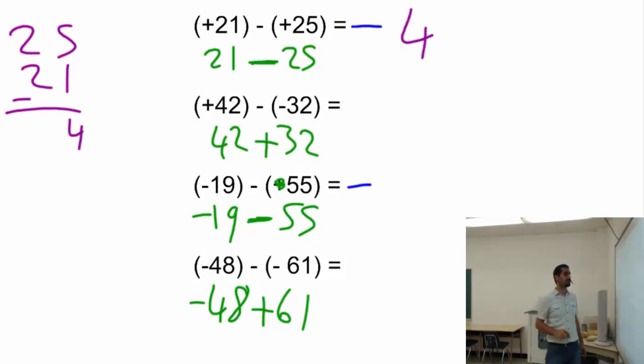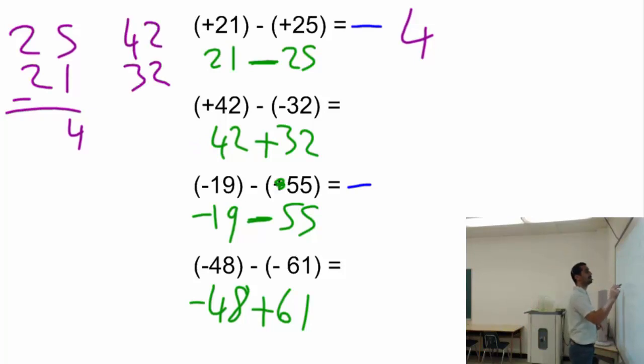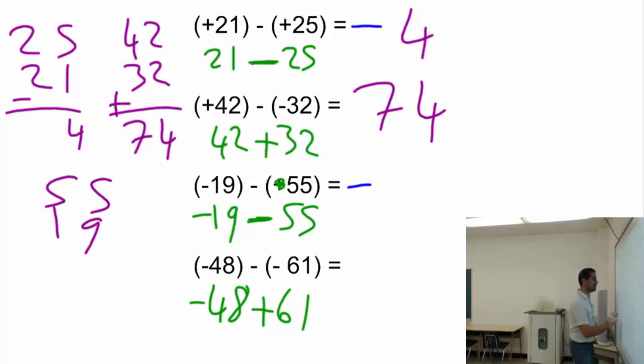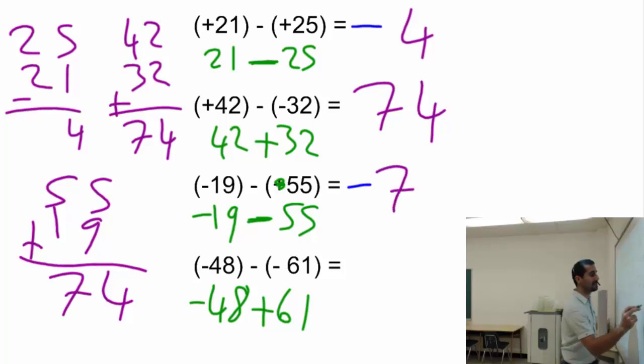Done. Next, 42, 32. I see no negative sign there. So just a positive sign. And this one also has positive sign. No sign means positive. So let's go up. I'm going to add those numbers. 42, 32. Add them, 74. Next, minus 19, minus 55. Whoa, they have the same sign, both negative sign. I am going up. I will add the two numbers. So 55, 19, add them, 74. Once again, 74.